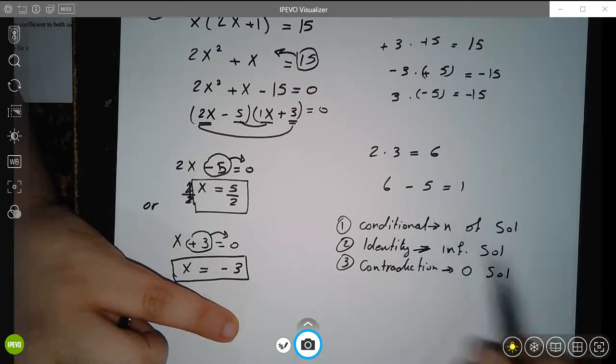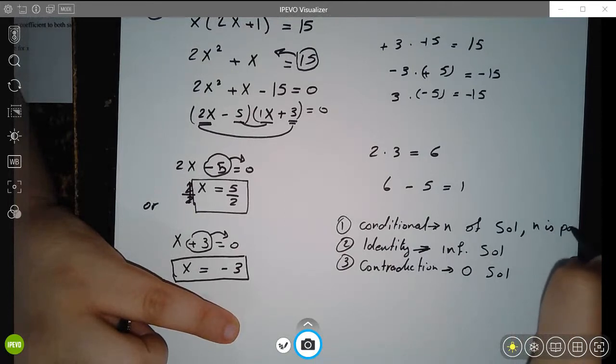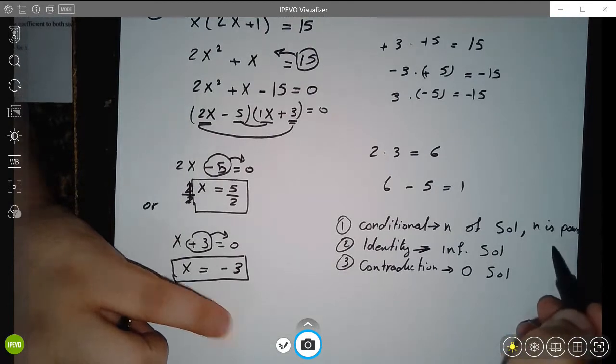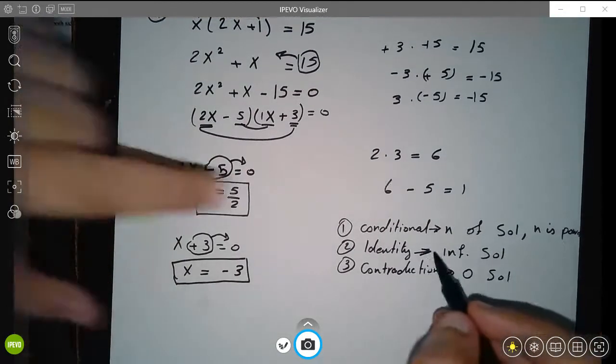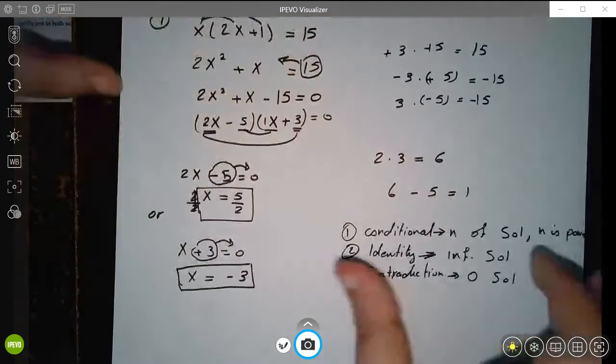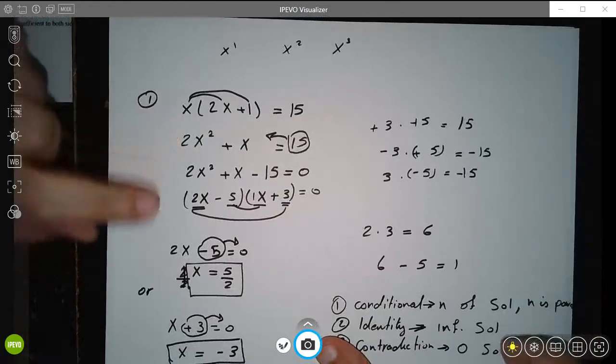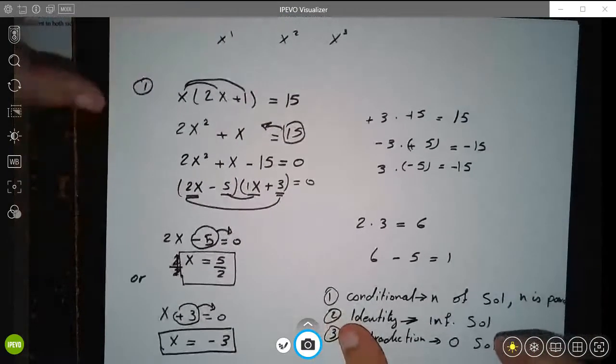Why did I say n? I'm going to qualify that and say n is the power. Make sense? So this is the highest degree. That means that the conditional, the number of solutions you get for that type of equation is the exact same number you have as the power of the equation. So as a result, let's conclude.